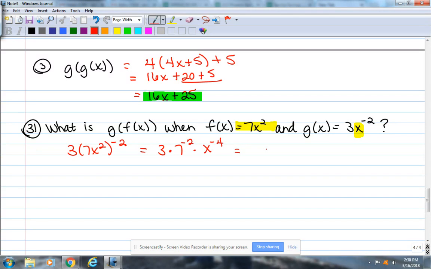Power of a power, though, would multiply them. Yeah. So that's going to be 3 over 7 squared x to the 4th. And what is 7 squared? So it's 3 over 49 x to the 4th. Is that final answer?